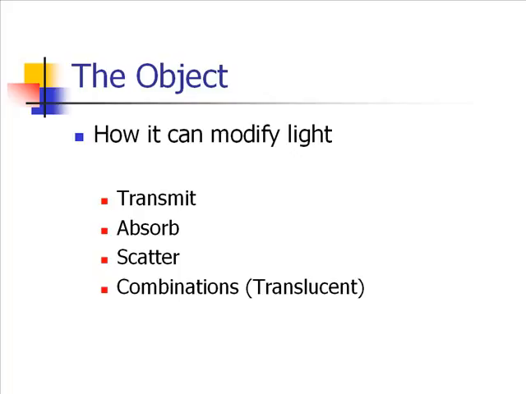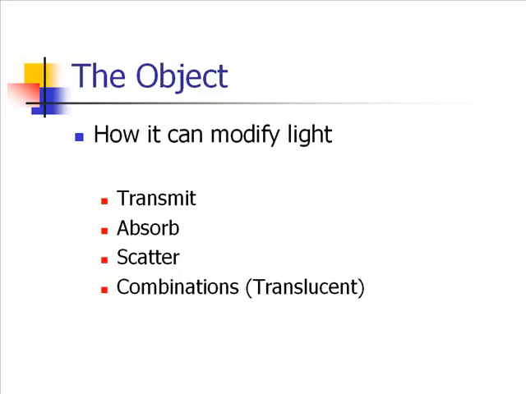So you can't tell how full it is because you just can't see anything in it. It's completely black because all the light is absorbed. You don't see it. It can also scatter light, so light can hit it and bounce off in different directions. And it can be a combination of all of those. And plastics generally are a combination.